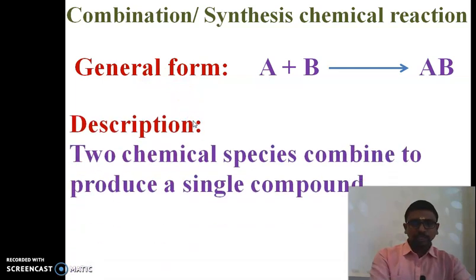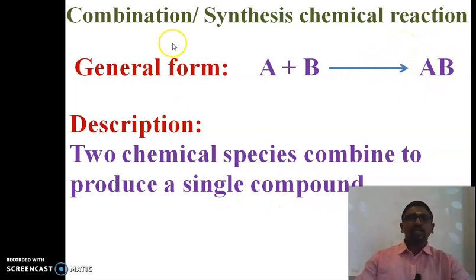Now we will discuss the definition. Two chemical species, A and B, combine to produce a single compound, and that is known as combination reaction. Here the two chemical species are A plus B. A and B are the chemical species which combine and produce a new single product. What is the single compound here? It is AB. This is the definition for the combination reaction.